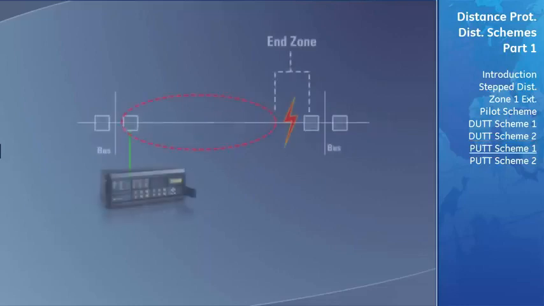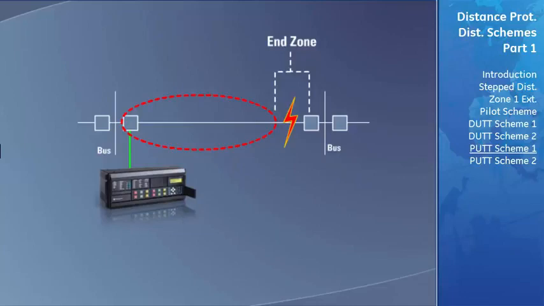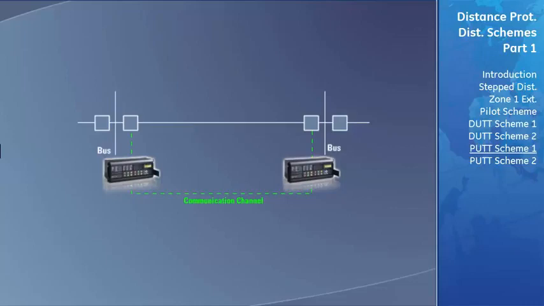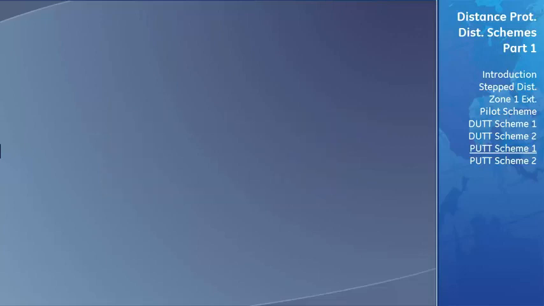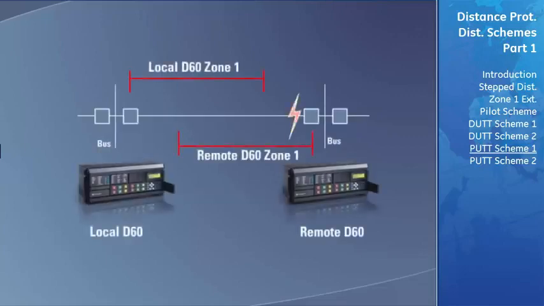The PUTT pilot-aided scheme stands for the Permissive Underreaching Transfer Trip scheme, and just like the DUTT scheme, the PUTT scheme is used to speed up the clearing of faults that occur in the end zone of a transmission line. As for all pilot-aided schemes, a communication channel must be provided between the two relays located at each end of the transmission line. The PUTT scheme works by having the remote D60 send a PUTT key signal to the local relay whenever it detects that a fault has occurred within its underreaching Zone 1 area of protection. This is where the expression underreaching comes from in the term permissive underreaching transfer trip.